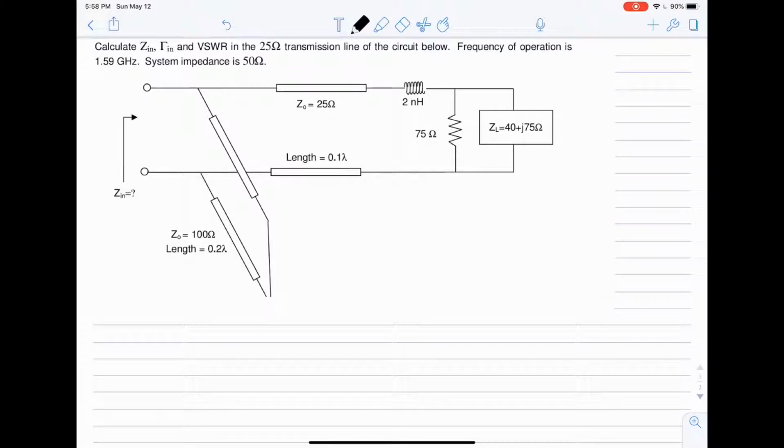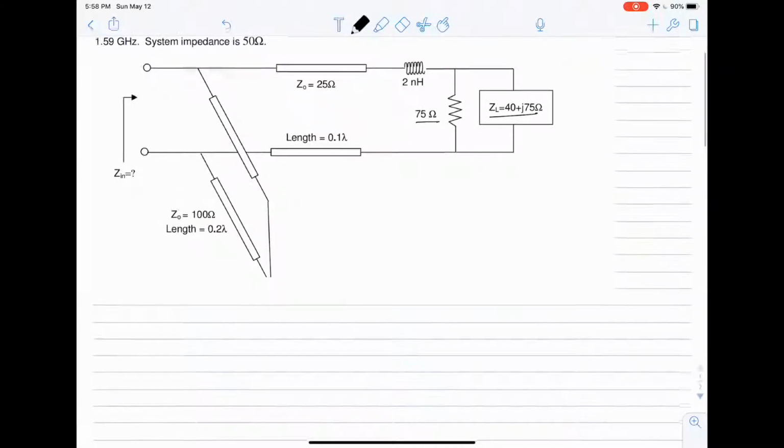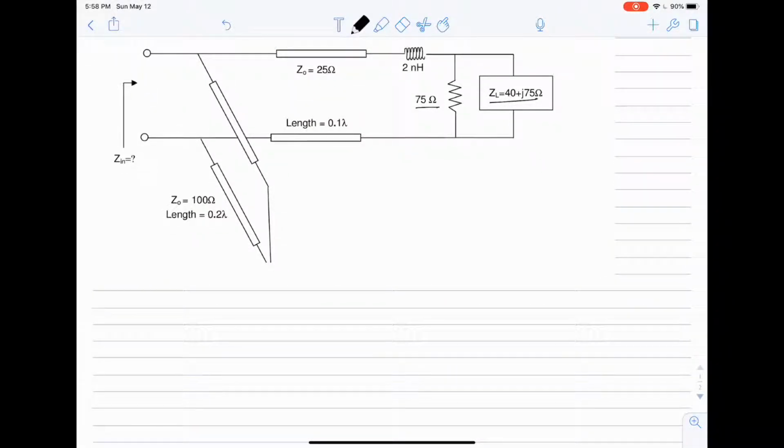So the first thing we have to do is simplify the circuit. We're going to start on our right hand side, and we're going to combine our ZL and our resistor here, and since they're in parallel, we have to find the admittance of them to add them up, and the admittance is just 1 over your impedance. So Y is your admittance, which is 1 over your impedance.